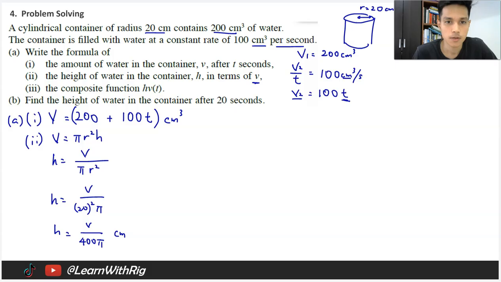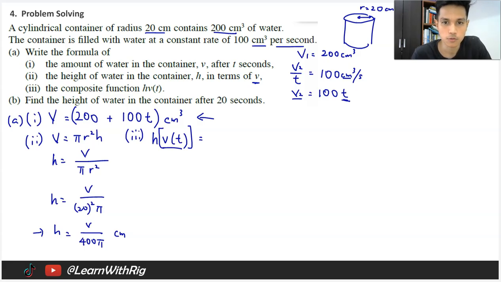Okay, now number 3, the composite function of h(V(t)). You notice that they ask for h(V(t)). Do you have V(t) there? V(t) is this, right? It's the volume in terms of time. And do you have h there? You just found h, correct? This is your h value. So now they want you to substitute V(t) into h, right? It's actually pretty straightforward. Once you have these two equations, it becomes very straightforward.